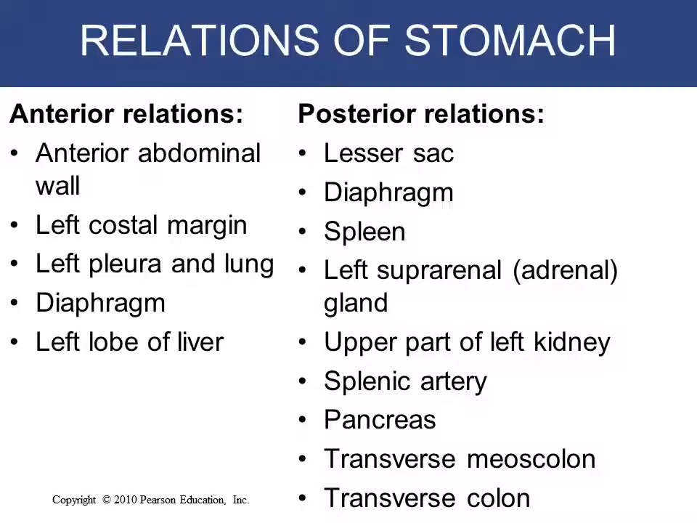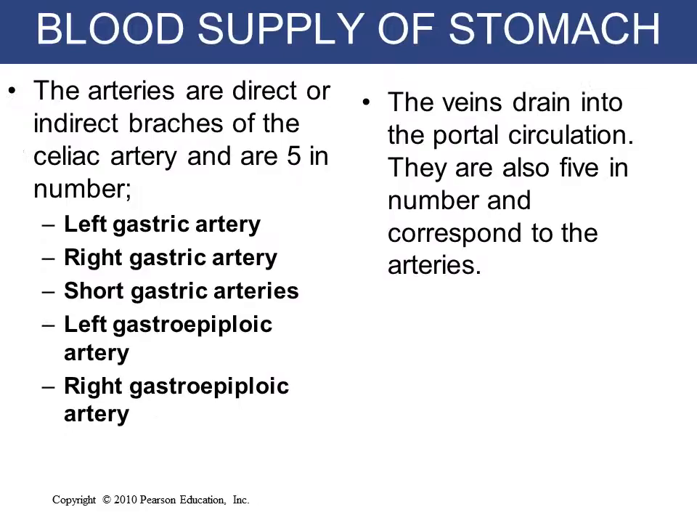While the structures that are related posteriorly, that can be found posterior to the stomach, are the lesser sac, the diaphragm, the spleen, the left suprarenal gland or adrenal gland, the upper part of the left kidney, the splenic artery, the pancreas, the transverse mesocolon and transverse colon. These are the structures that are related posteriorly to the stomach.